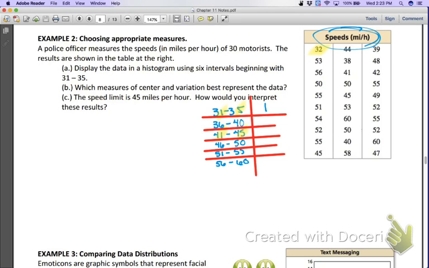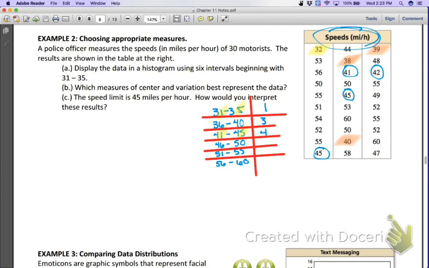What about 36 to 40? 1, 2. Where's the other one? Oh, there we go. So 3. Since 40 was on there, 40 is still in that interval, so we still have to count it. Then 41 to 45. So 45, 42, 41, 45 again. So 4.